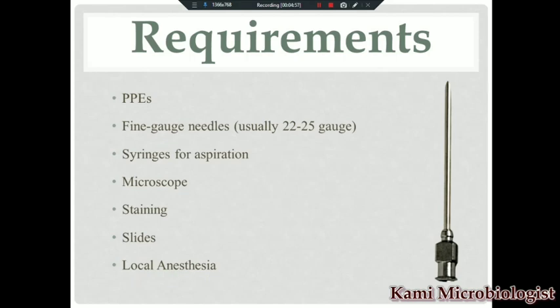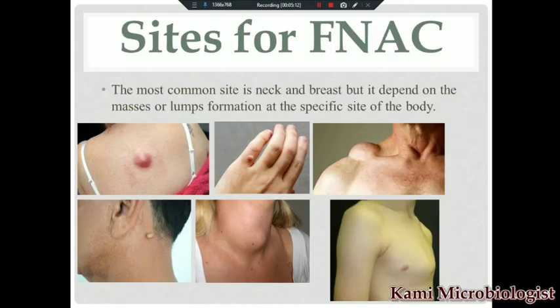This technique is also important when we see an abnormal blood report, so then we mostly recommend the fine needle aspiration test.